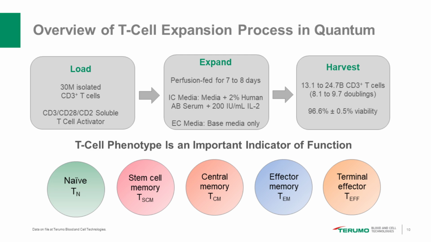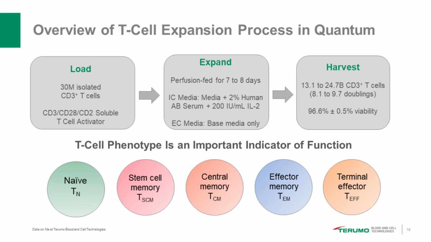Obviously, there's donor-donor variation, hence the change in numbers there. And again, with those flexible feeding options, on the IC side we used media with human serum and IL-2, whereas on the EC side, we just used the base media. Again, 2 different media choices.